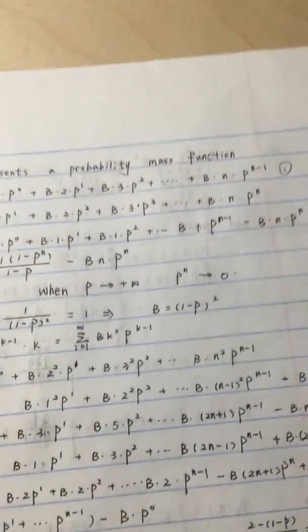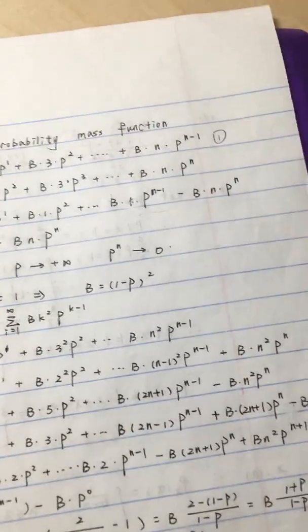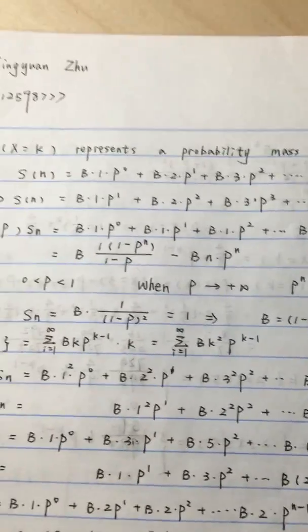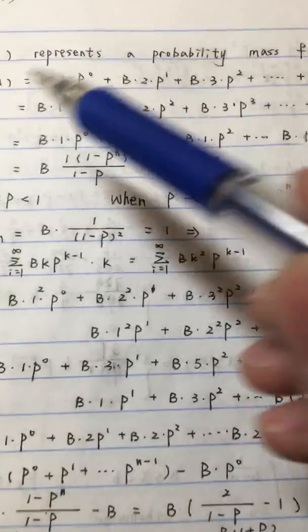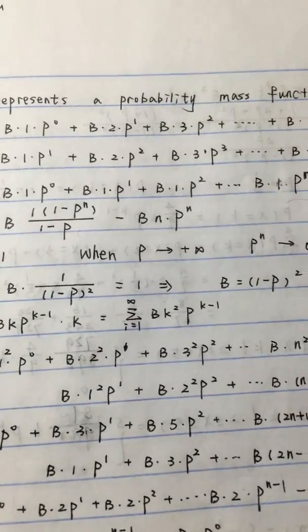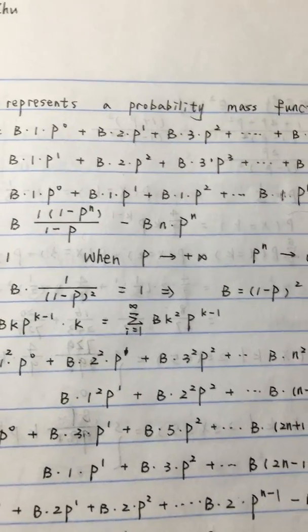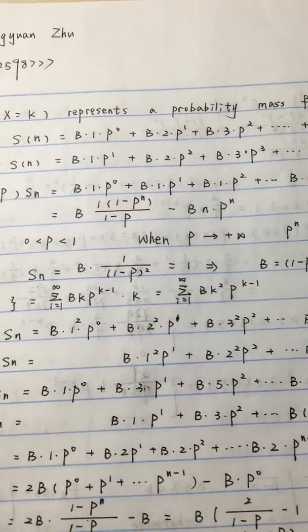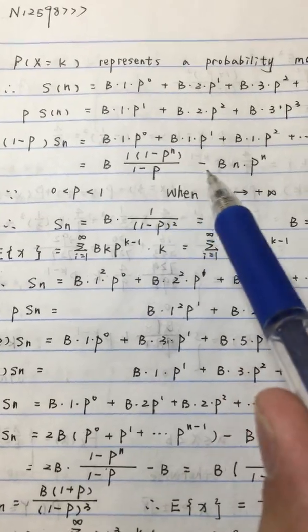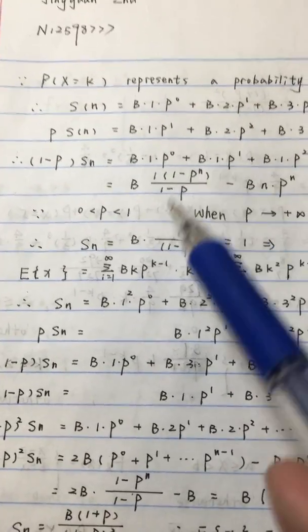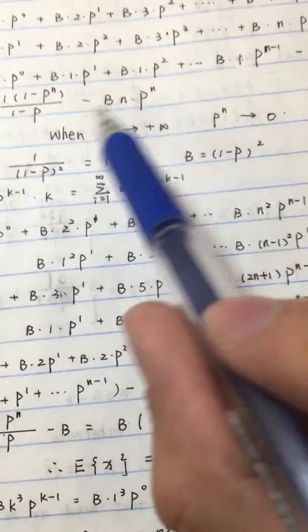We can mark this as equation 1, and then we can multiply p on both sides of this equation, and then we can mark this as equation 2. Then we use equation 1 minus equation 2 and get this equation, and we can find (1 minus p) S_n equals this.